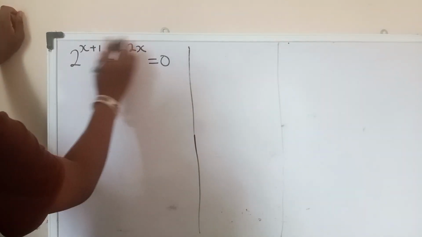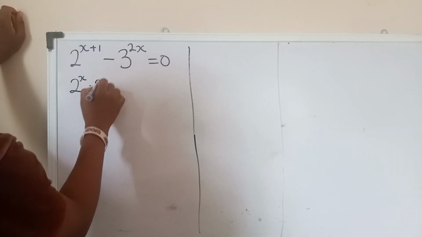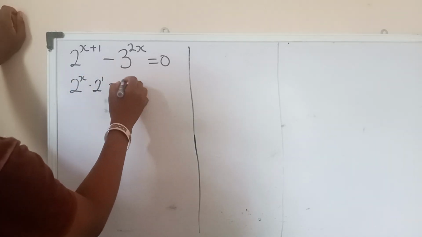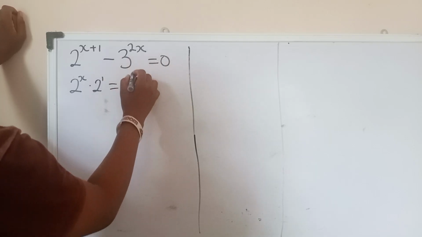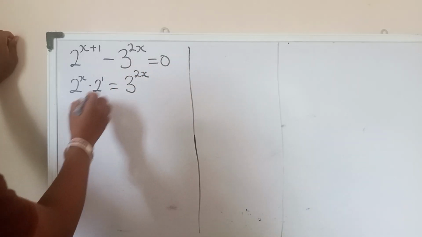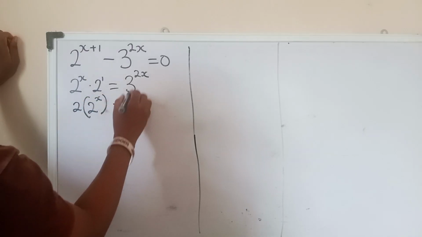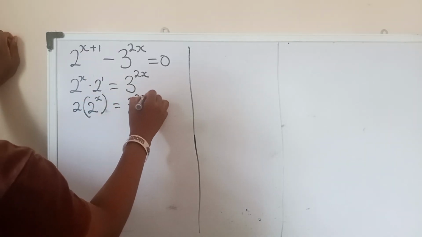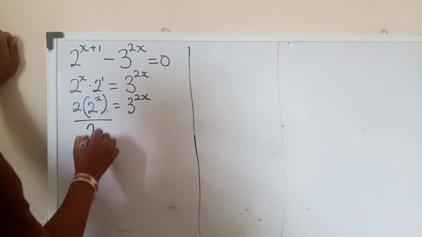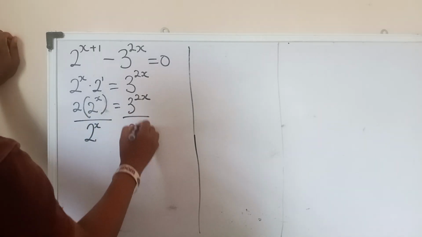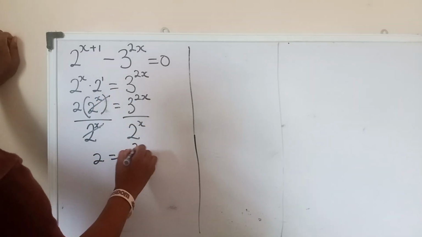Alright, so in solving this question, we have 2x dot 2 to the power of 1, and we're going to move this to the side, so we have 3 to the power of 2x. So this is 2 to the power of x equals 3 to the power of 2x. We're going to divide both sides by 2 to the power of x.